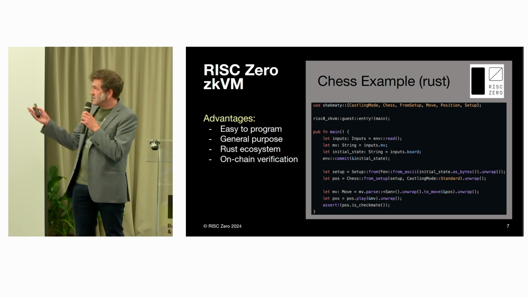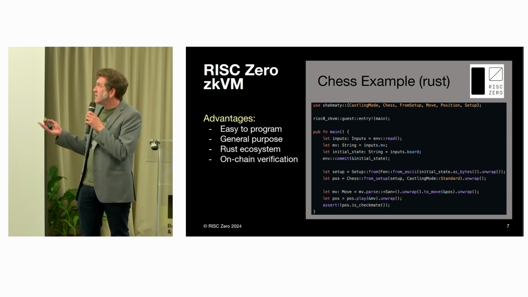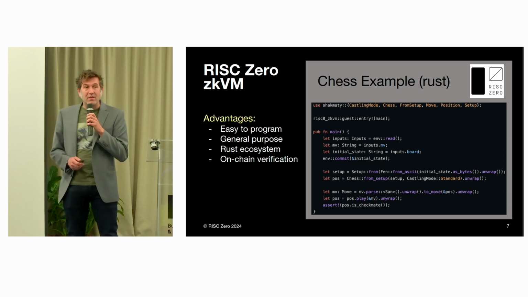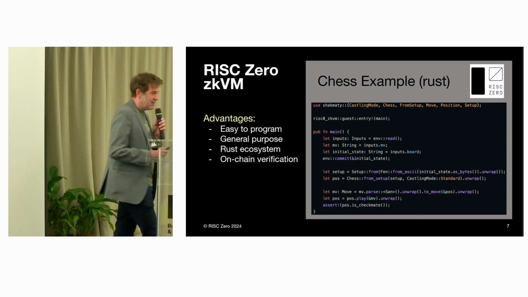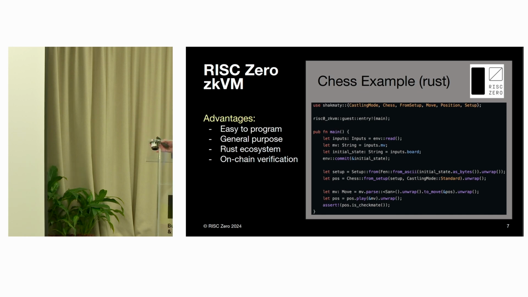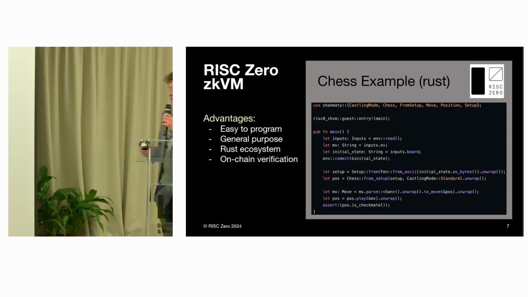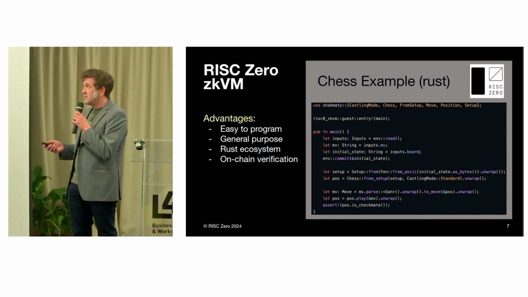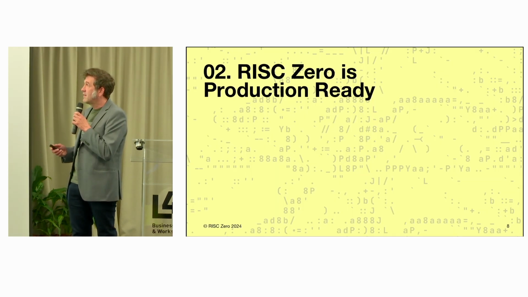In this chess example here, we're pulling in a bunch of existing chess libraries. So what that means is that you suddenly have access to a huge amount of capacity through the existing ecosystem. And then, of course, one of the key points is that you can use these zero-knowledge proofs and verify them on chain.